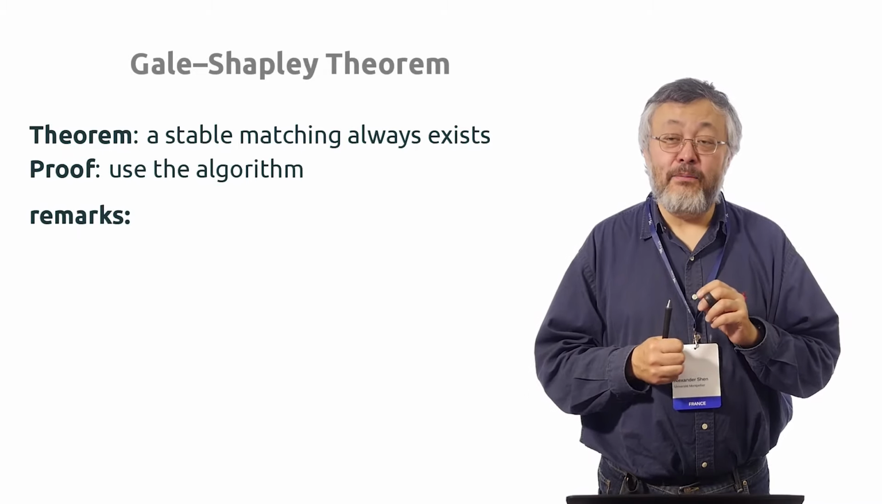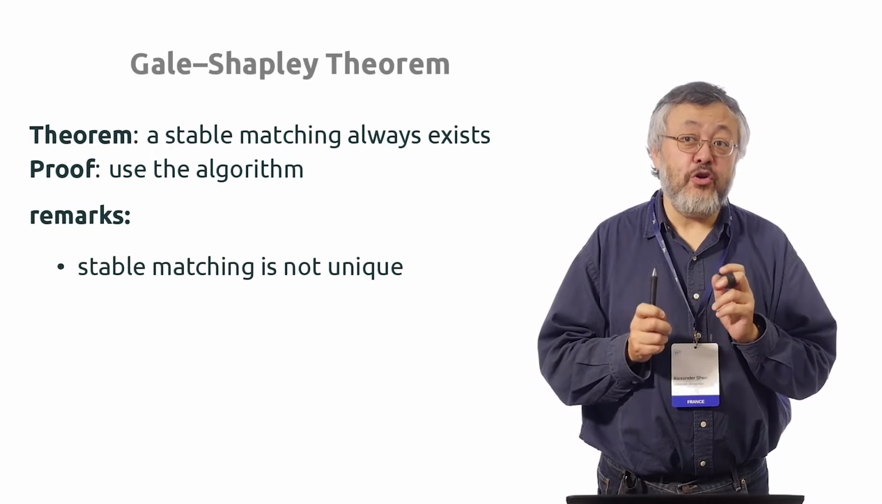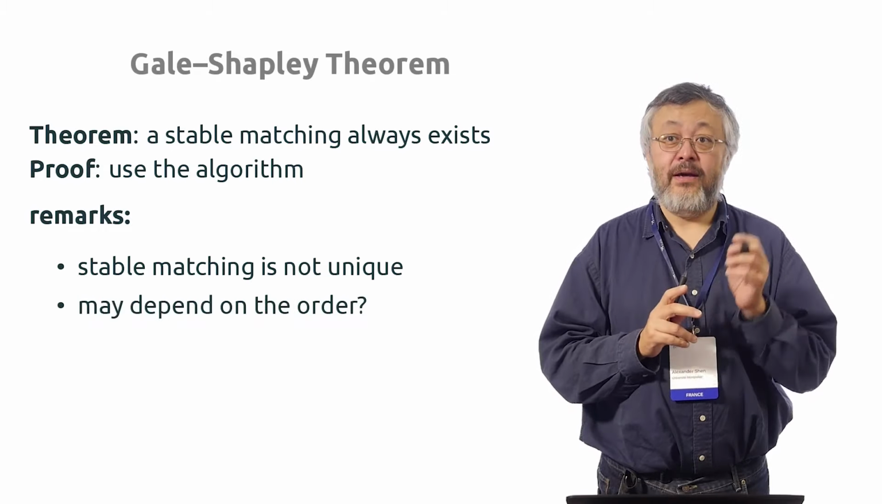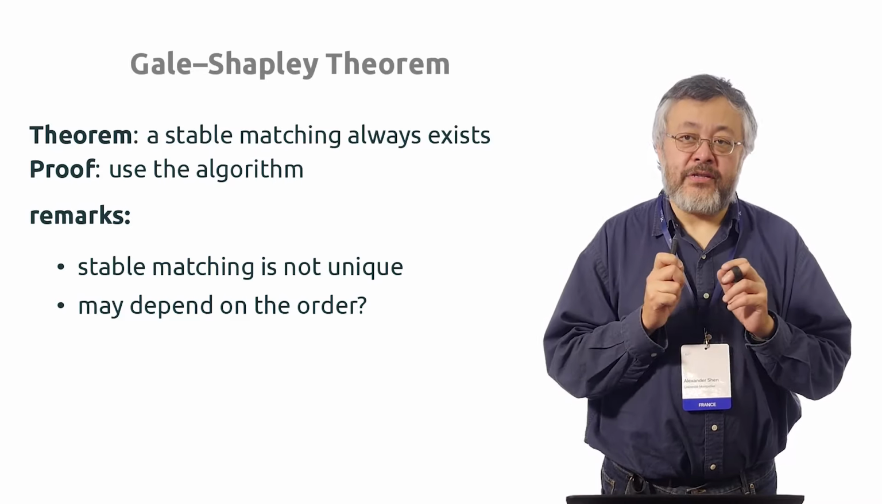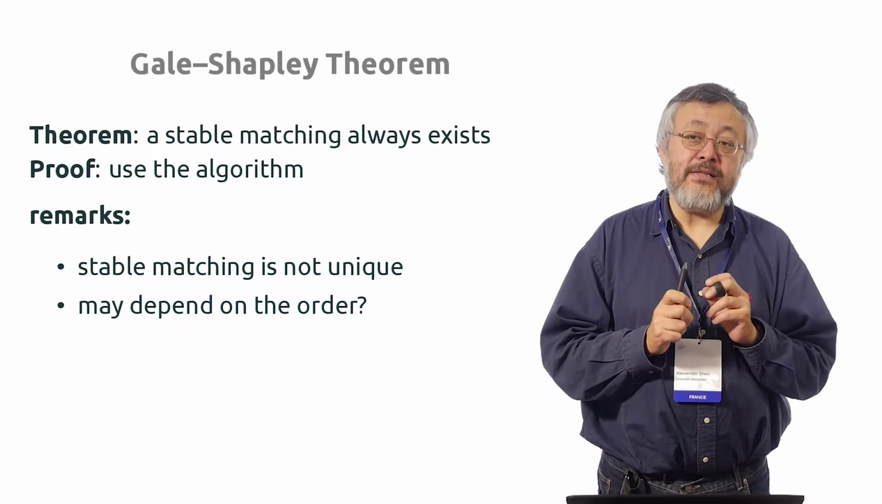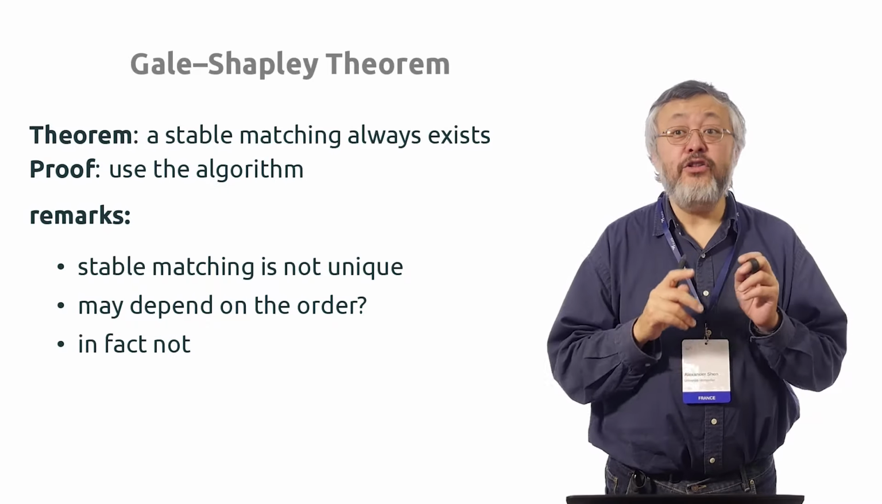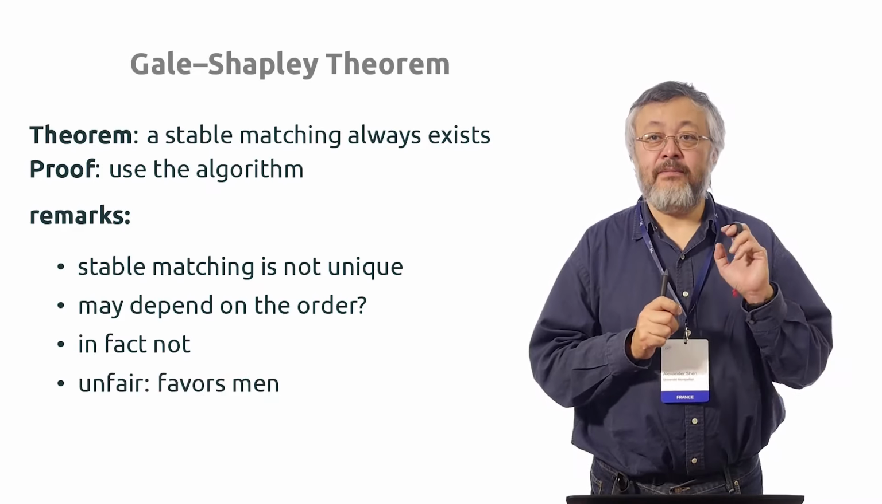And let's make some remarks about the theorem. So first, as we have seen, the stable matching is not unique. So our algorithm finds one of the stable matchings, not the only one. And now it's not clear whether the matching which is found depends on the non-deterministic ordering of the actions. Actually not, and we will see why later. It's a more difficult part, but we will see this.